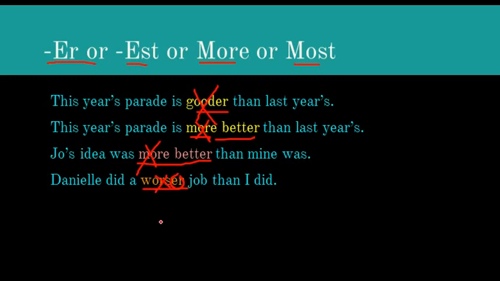Worse is already comparative degree of bad. We will not add er to create comparative form of bad. So this sentence is grammatically wrong. There is no worser. Do not use er or est or more or most when comparing with good and bad. I hope it's clear.